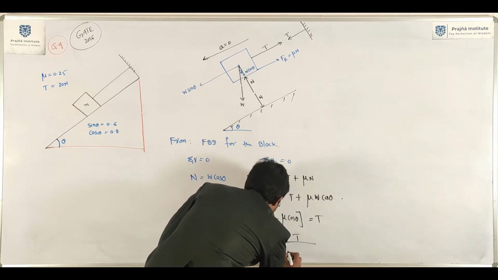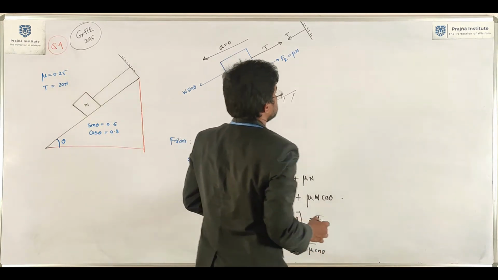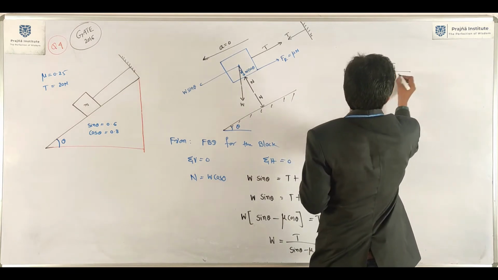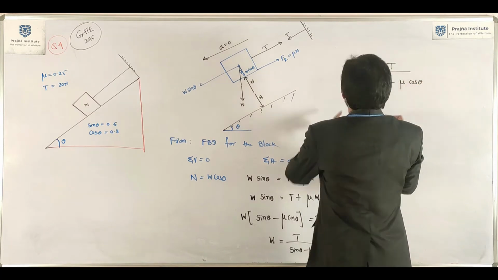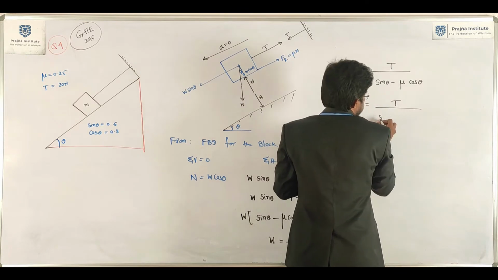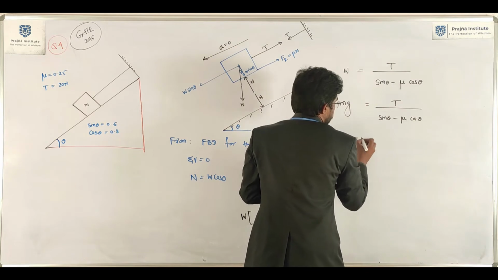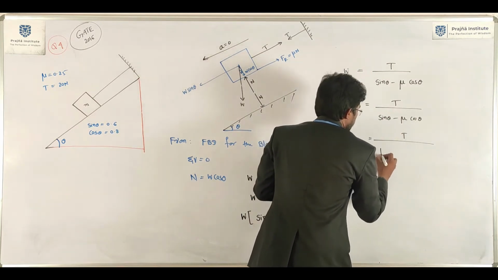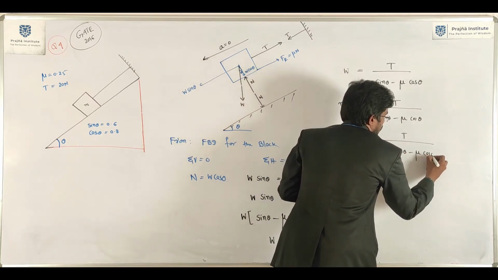W equals T by (sin theta minus mu cos theta). We can write it as m g equals T by (sin theta minus mu cos theta). So this gives the mass of the block you can keep without any failure of the string.